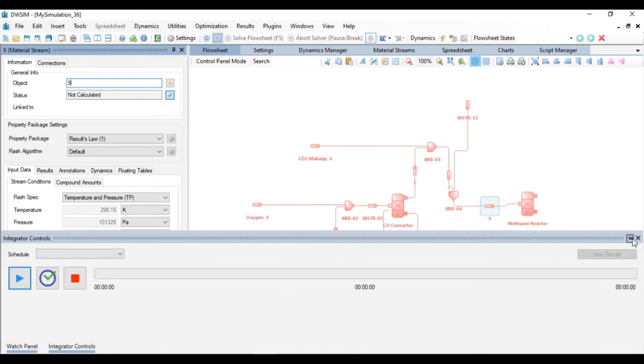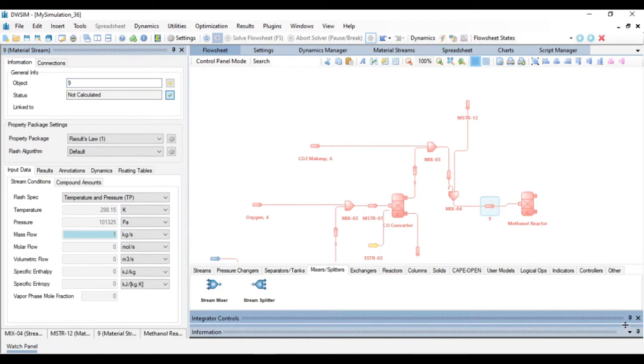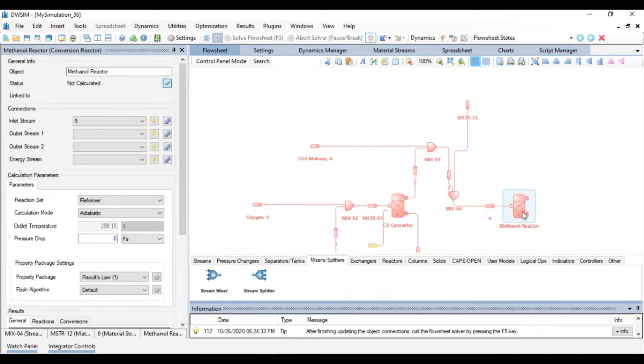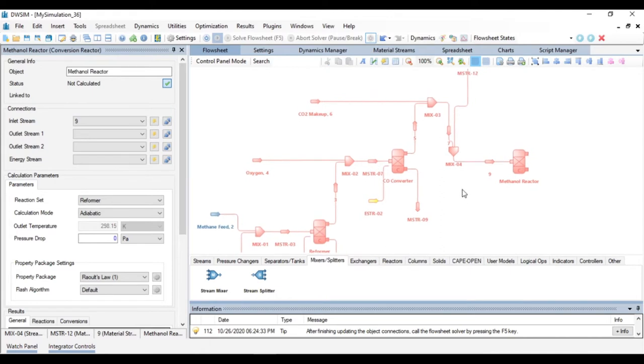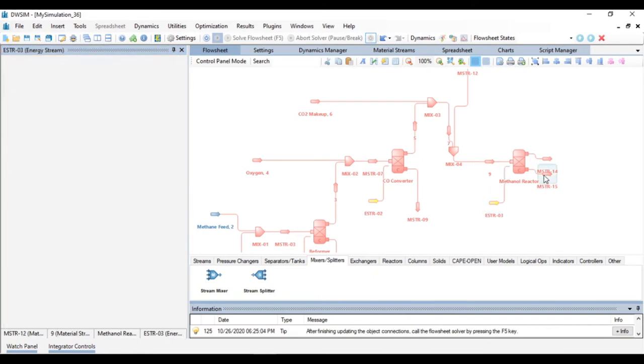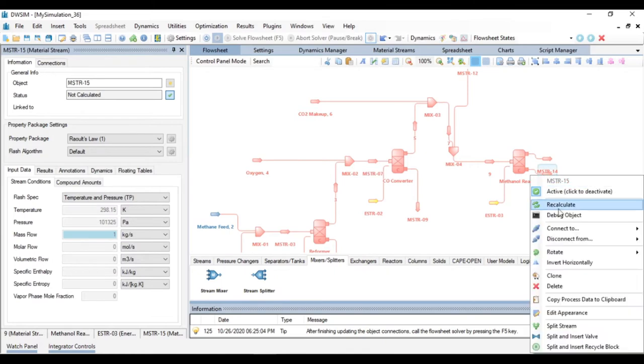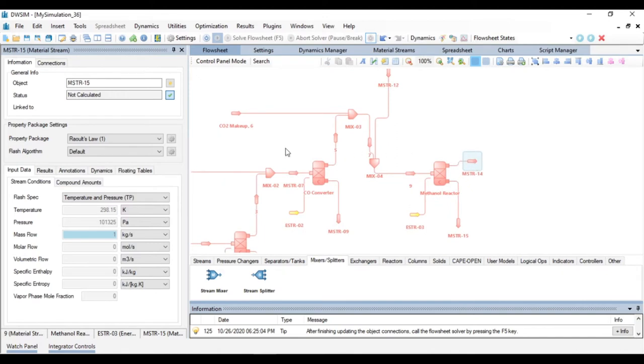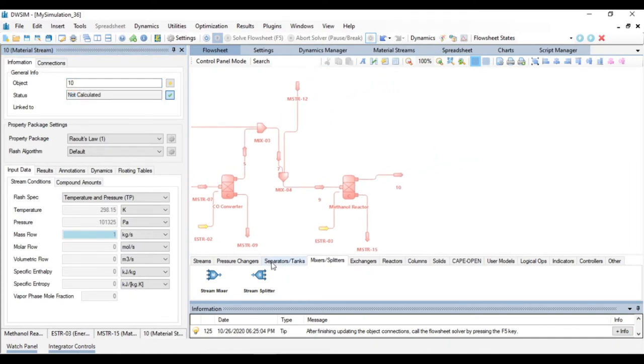Then we'll drag it down. So in the methanol reactor, we will add two outlet streams and an energy stream. So we'll drag this energy stream and we'll rotate also the MSTR15 to 90 degrees. Then we'll drag it down. So the upper stream, this is the stream 10. And it will connect to the separator.